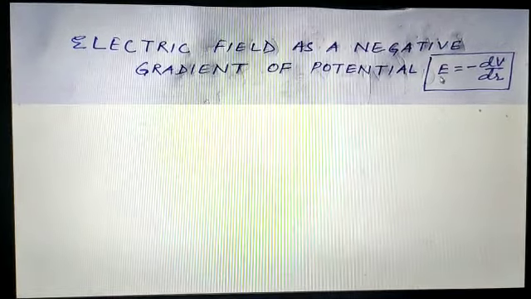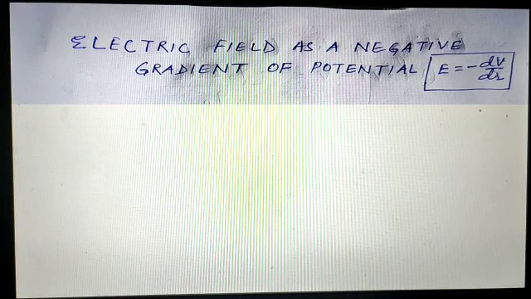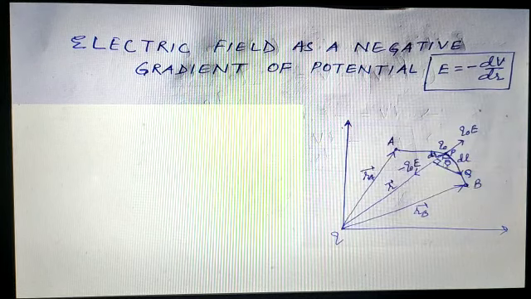E here represents the electric field and V represents the potential. dV by dr means change in potential with respect to the distance. A negative sign here means if the change in potential takes place with respect to the distance, then its negative value represents the electric field at that particular point. So we are going to discuss how this comes out.